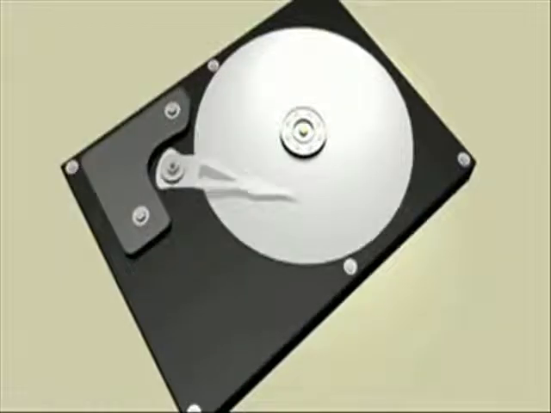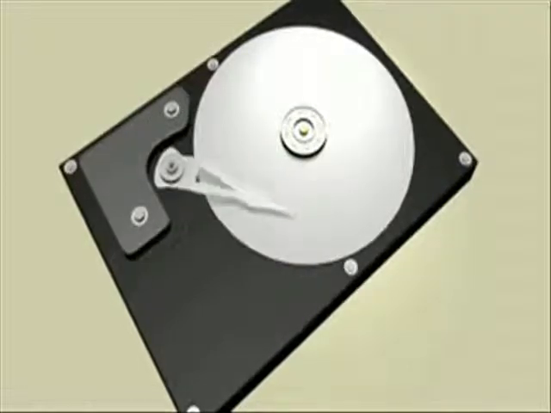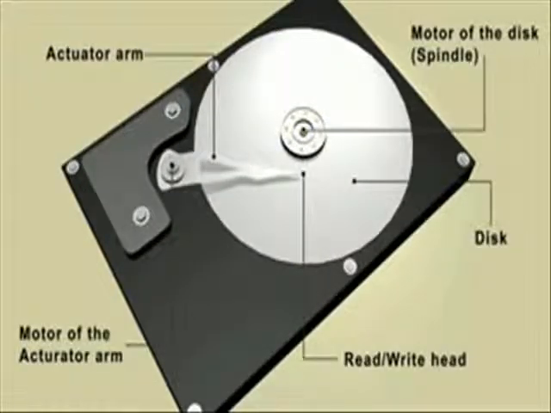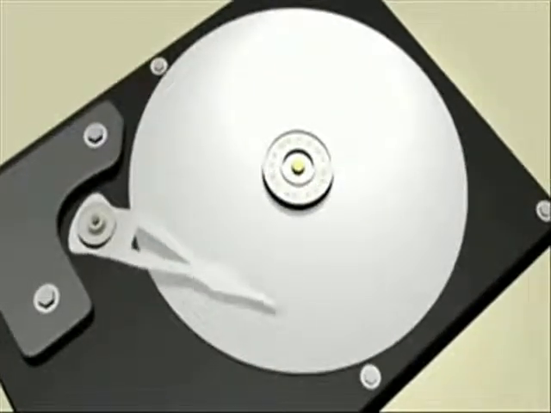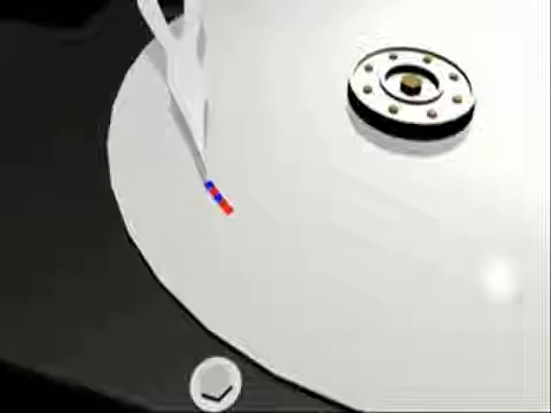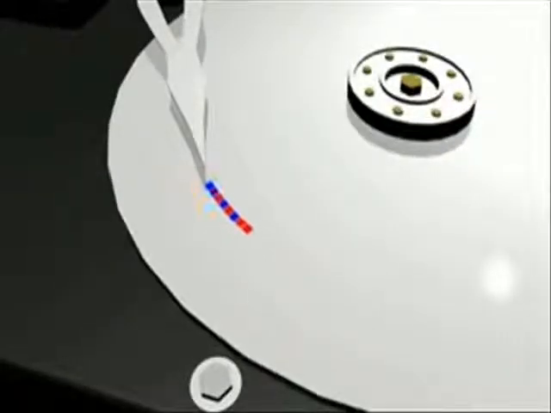A hard drive as a whole looks like this. Both the read head and write head are at the tip of the actuator arm. The motor of the disk and the motor of the actuator arm work collaboratively to align a desired bit with the read head or the write head at any given time to read it or write it.